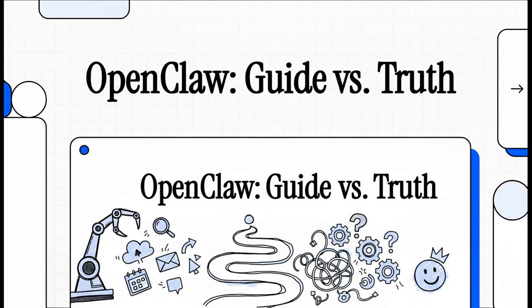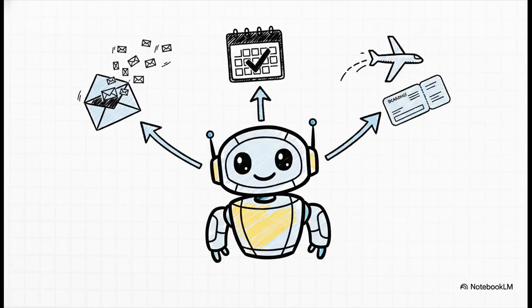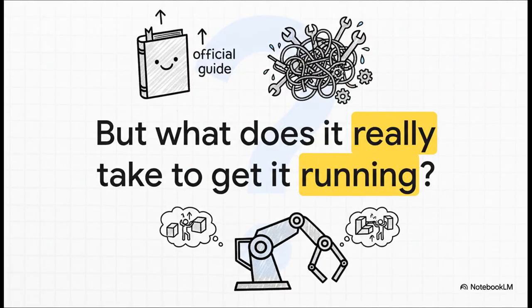All right, so today we're diving into something called OpenClaw. It's this AI agent that promises to basically manage your entire digital life for you. And the promise here, it's a big one. They're talking about an AI that actually does things for you, and you can control it all right from your favorite chat app. But here's the kicker. What does it really take to get this thing up and running?